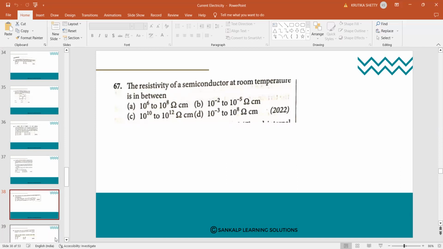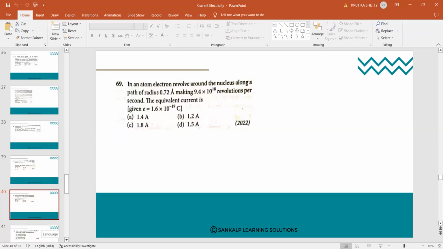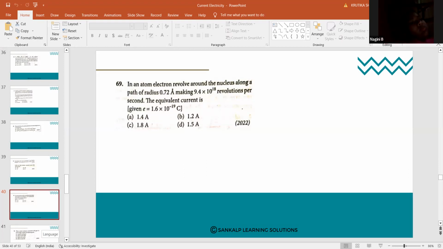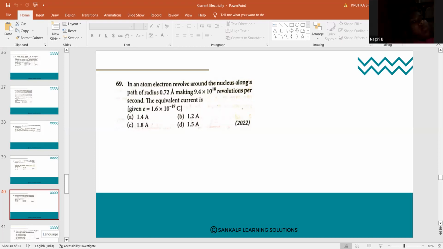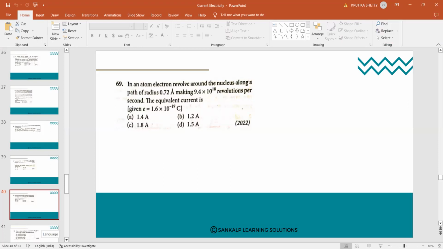So see this question. In an atom, an electron revolves around the nucleus along a path of radius 0.2 angstrom, making revolutions per second. The equivalent current is.